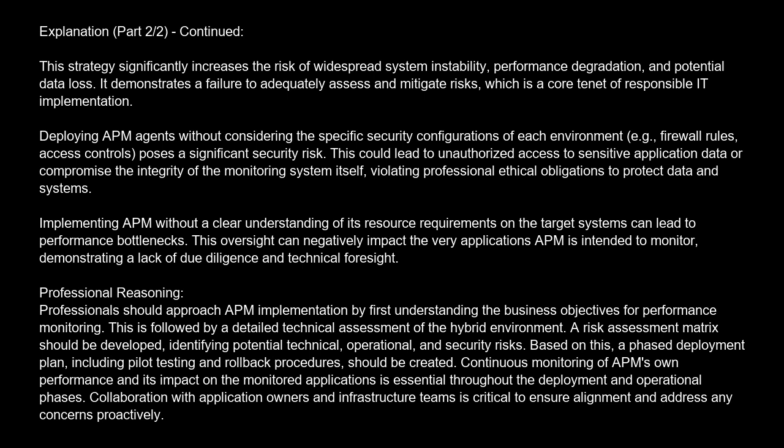technical foresight. Professional reasoning. Professionals should approach APM implementation by first understanding the business objectives for performance monitoring. This is followed by a detailed technical assessment of the hybrid environment. A risk assessment matrix should be developed, identifying potential technical, operational, and security risks. Based on this, a phased deployment plan, including pilot testing and rollback procedures, should be created. Continuous monitoring of APM's own performance and its impact on the monitored applications is essential throughout the deployment and operational phases. Collaboration with application owners and infrastructure teams is critical to ensure alignment and address any concerns proactively.